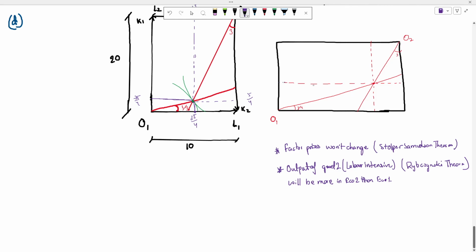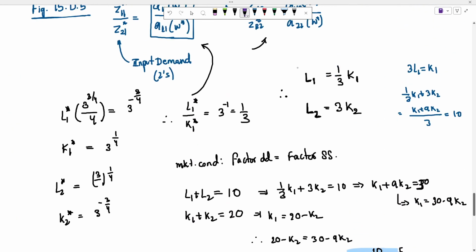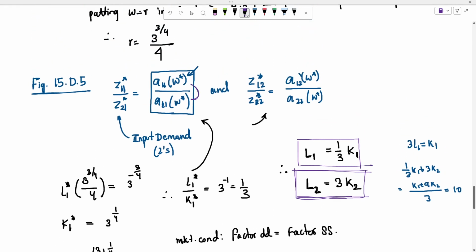Well, for that we would have to solve this. These equations are not changing, right? That means these are still going to hold for the second economy too. Why? Because the technique of production isn't changing. Had the technique of production changed, these would have changed, but they are not. This also depends on W star, and W star isn't changing either, because of the Stolper-Samuelson theorem. The prices need to change for this to change, but that is not happening.